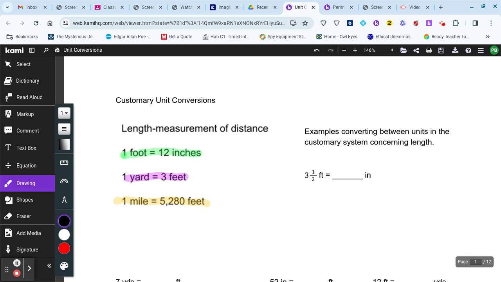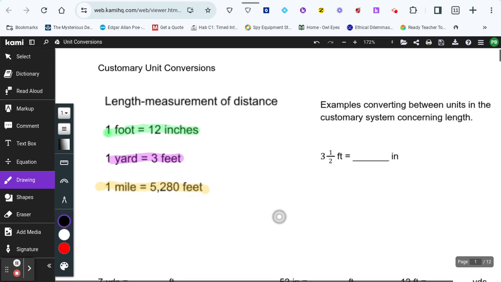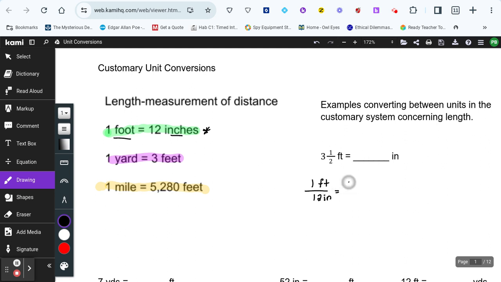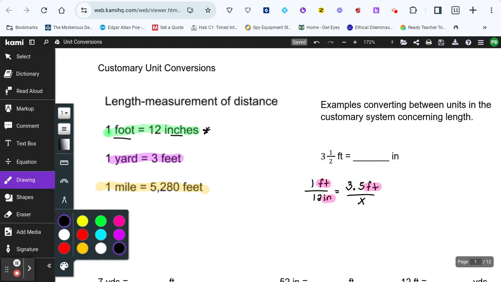All right, so some examples of converting between units in the customary system concerning length. If I want to change 3.5 feet to inches, then I need to look in my chart for feet and inches, and so I'm going to be using this one. So I'm going to show you how to use the proportion first. So 1 foot is equivalent to 12 inches. That means 3.5 feet is equivalent to how many inches? X inches. So notice how I have this set up. I have feet over inches, and over here it's feet, and I need to put this over inches.